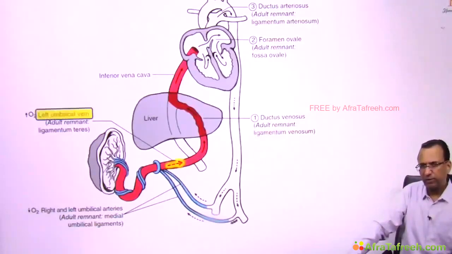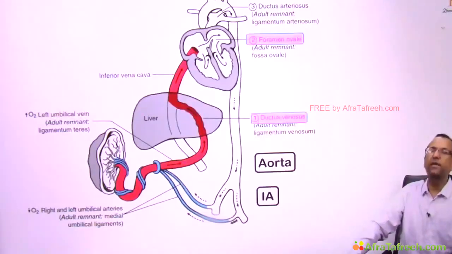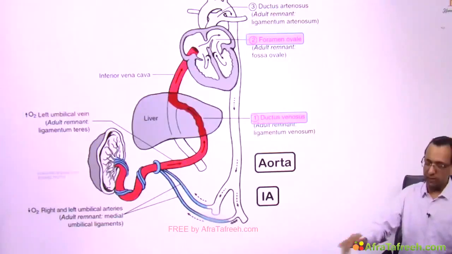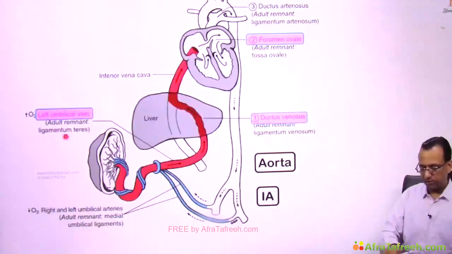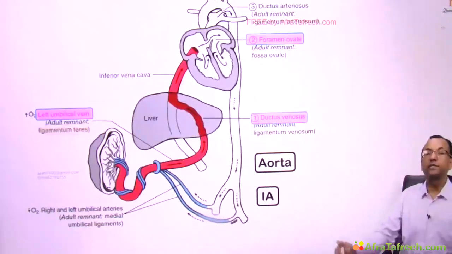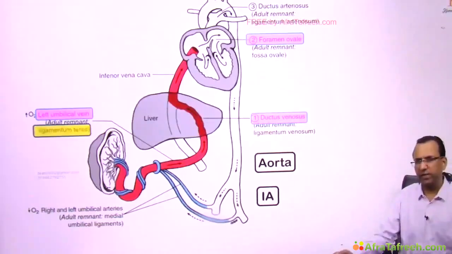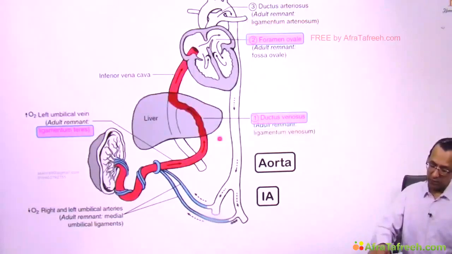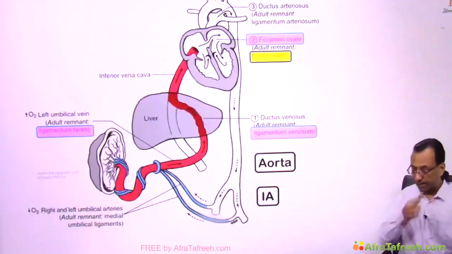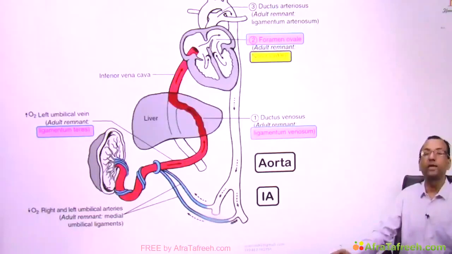You mean to say the baby is delivered now? Yes. Then the left umbilical vein will be obliterated and it is going to form what is called the ligamentum teres. And what is ligamentum teres? It is the adult remnant of the left umbilical vein. Similarly, the ductus venosus will be closed after birth and will become the ligamentum venosum. Similarly, you'll find that the foramen ovale will close and become the fossa ovalis after birth.